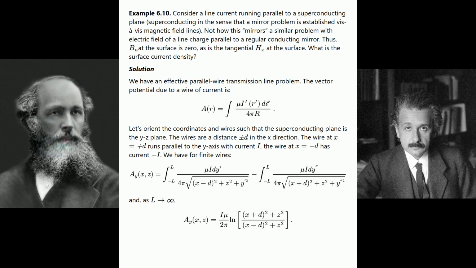Solution: we have an effective parallel wire transmission line problem. The vector potential due to a wire of current is, see the equation shown.